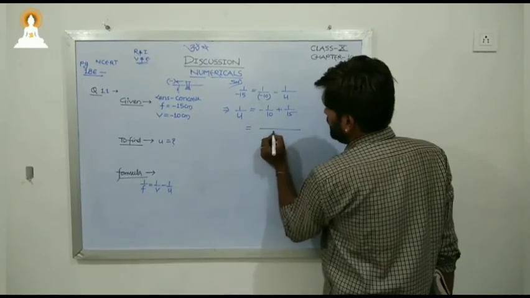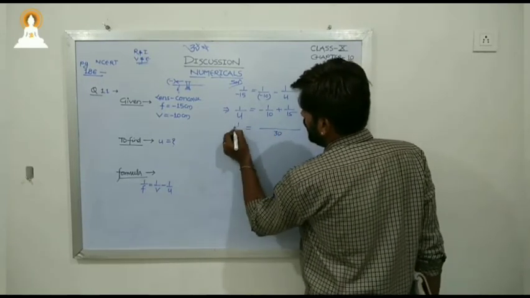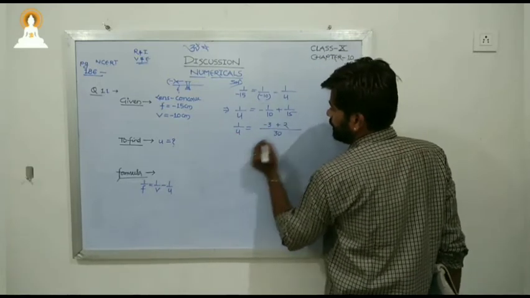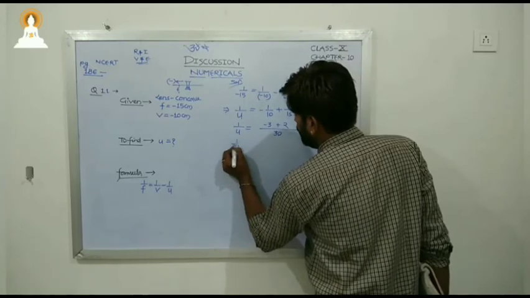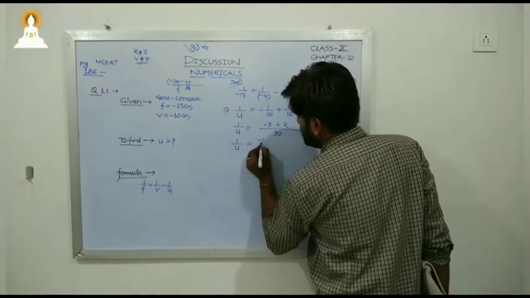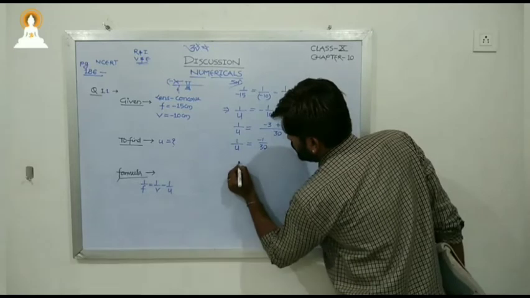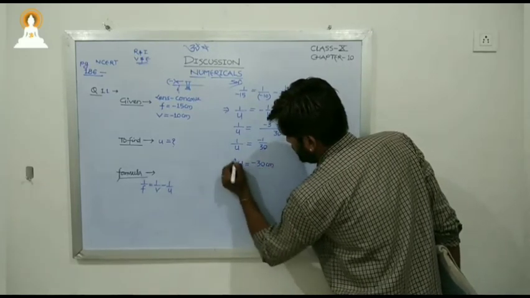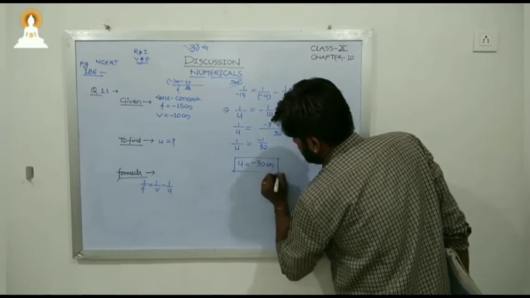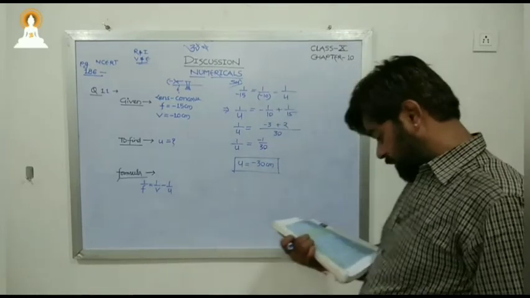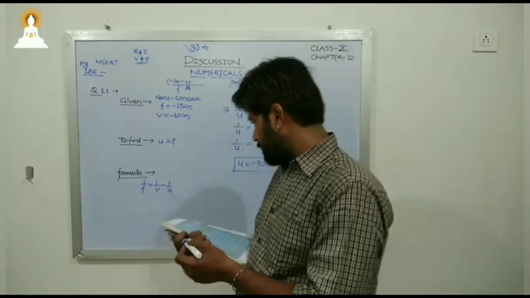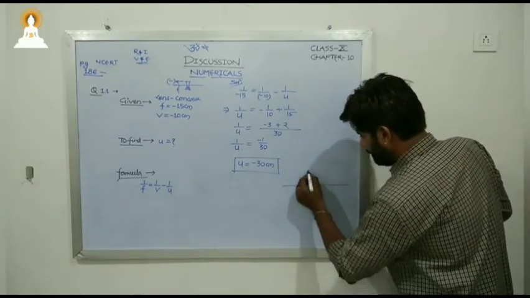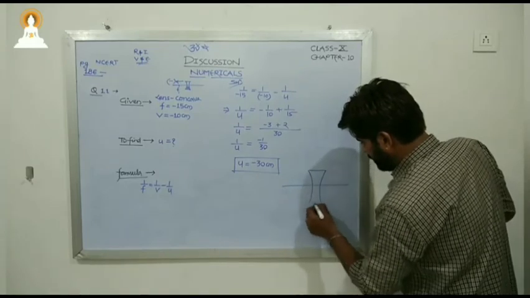Okay, I may take an LCM, 30. You know how to take LCM. So this will be minus 3, this will be plus 2. So 1 upon u will be equals to what? Minus 1 by 30. So u will be equals to minus 30 centimeter. Okay, this is the thing which they have asked. Okay, so that was the question number 11. Draw the ray diagram. Okay, so you may draw the ray diagram easily. Yes, if this is a concave lens.